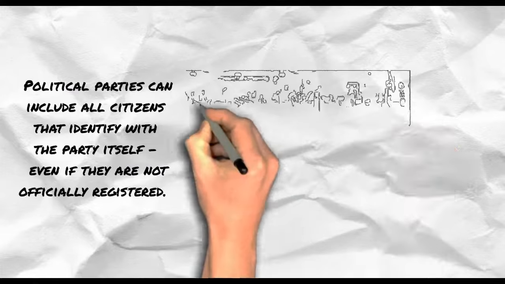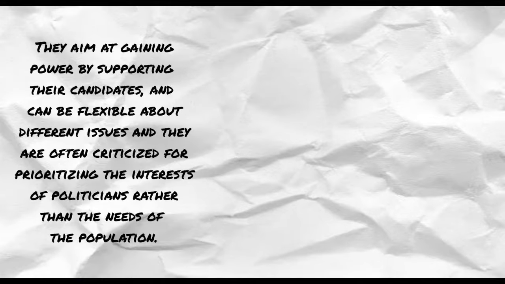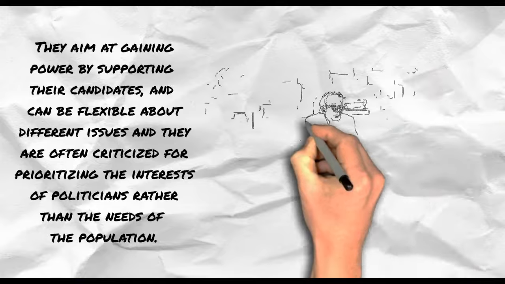Political parties can include all citizens that identify with the party itself, even if they're not officially registered. They aim at gaining power by supporting their candidates and can be flexible about different issues, and they're often criticized for prioritizing the interests of politicians rather than the needs of the population.